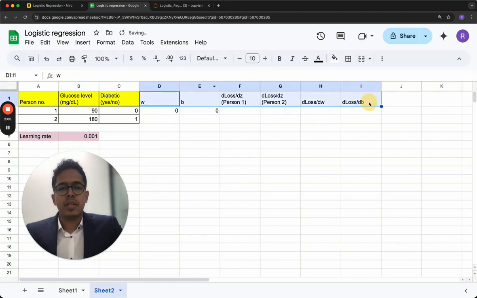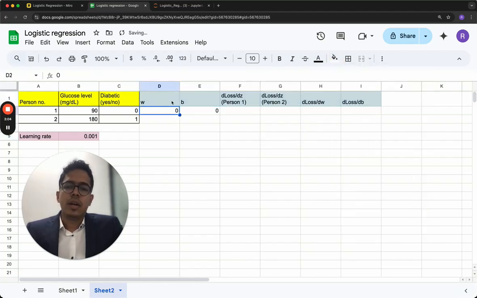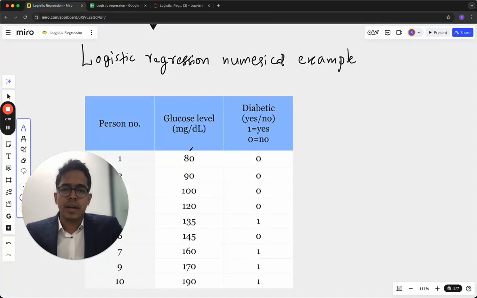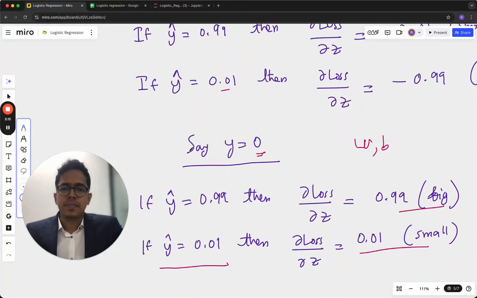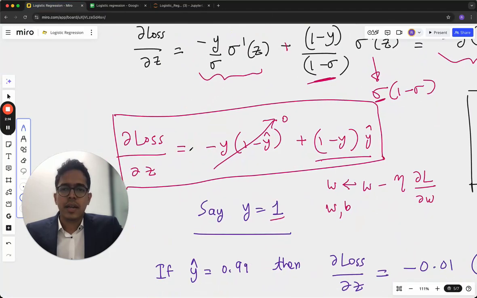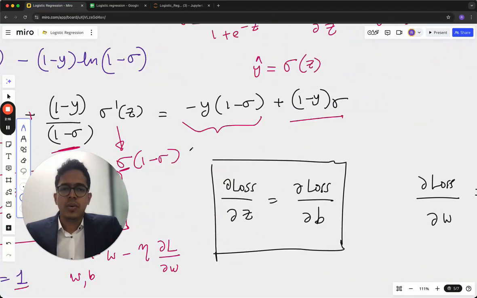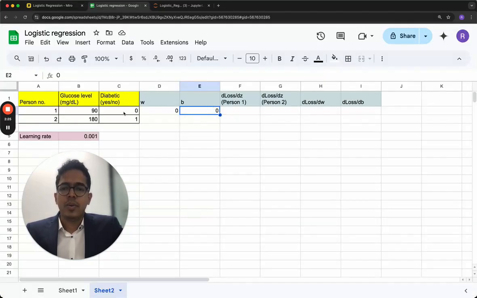So I can put these columns in some color so that you can see it. So W initial value is 0, B initial value is 0. And what is D loss by dz? We have already written the equation here. D loss by dz equal to minus y times 1 minus sigma plus 1 minus y times sigma. Now for the first person, the y value is 0 because this is the real value.